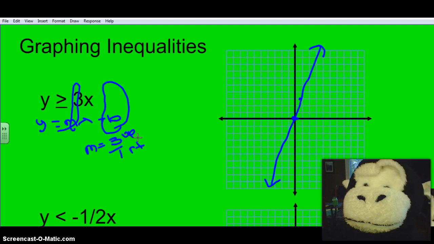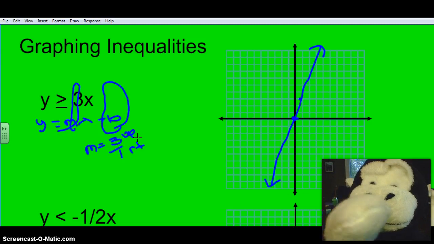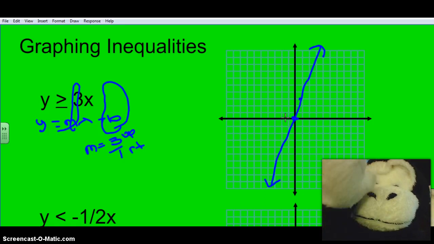Well, last night we talked about how it's easy to plug in 0, 0, because that makes the math easy. But here you can see 0, 0 is on our line. So that won't tell me whether to shade it to the right or left. So here's my 0, 0. If that point is true, do I shade to the right? Do I shade to the left? I don't know. So I'm going to have to find a different point to plug in.